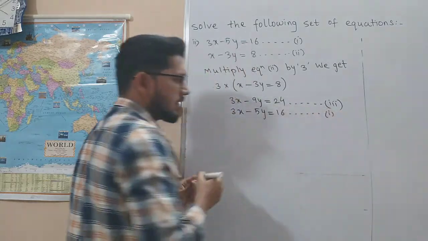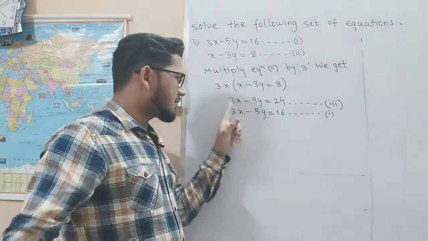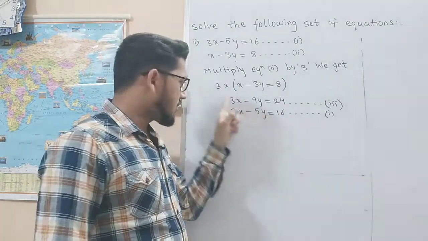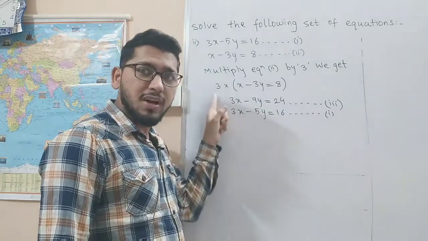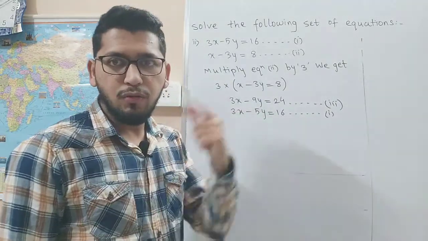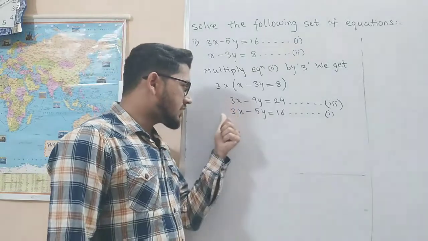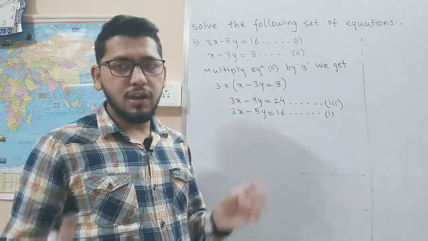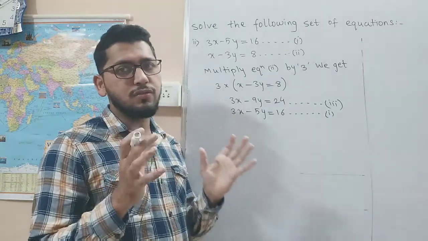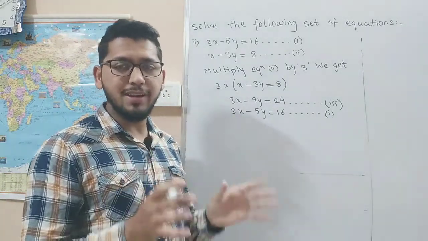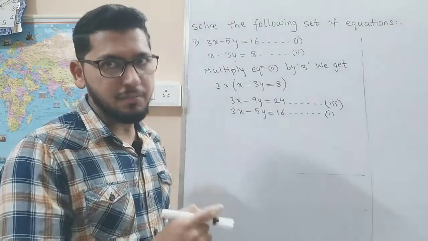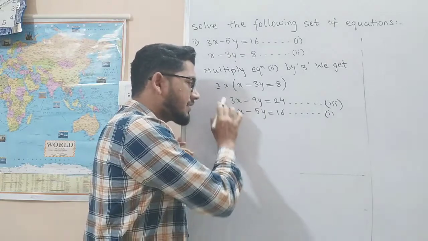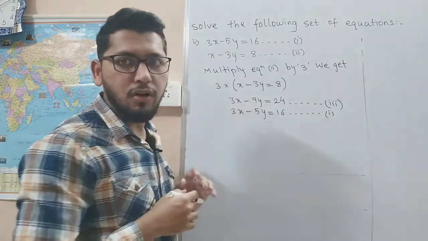Now you can see here, if you will see here it is 3x minus 9y equal to 24 and 3x minus 5y equal to 16. जब दोनों की कोएफिशिएंट सेम है और दोनों का साइन भी सेम है, then we will go for subtraction. और अगर दोनों की कोएफिशिएंट सेम और साइन अल्टरनेट है तो एडिशन करेंगे. ये कंसेप्ट याद रखो. Whenever the coefficient of two variables is similar and their sign is the same, then we'll go for subtraction. If the coefficients are same and the sign is alternate, then we'll go for addition.